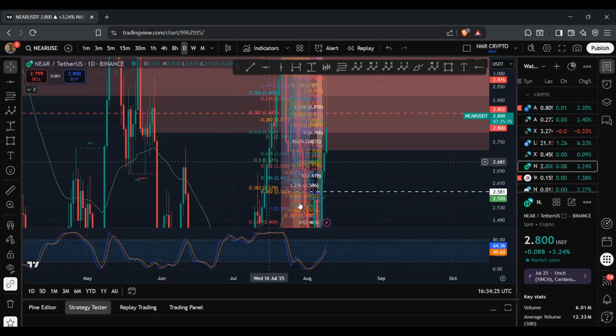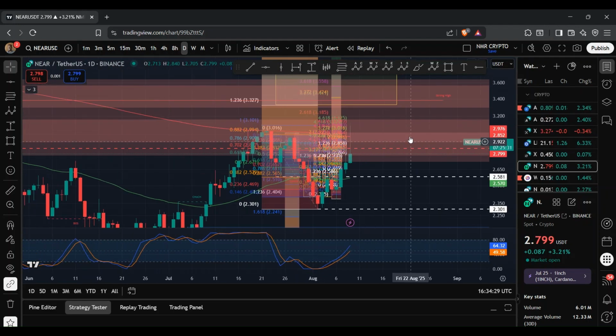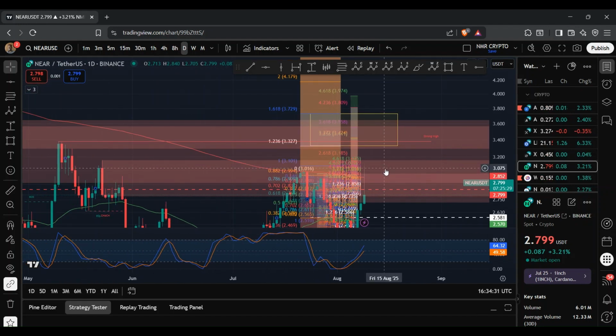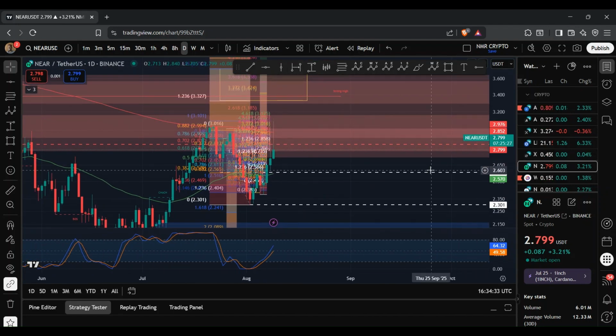And on the daily chart, you can see that the bulls still have the momentum, and so we could see a fan push to the upside where we tap into this range, and then shortly after we'll then see a bigger retracement to the downside. But of course, that's something I'm going to be tracking in the days to come, and I'll keep you guys updated. And so yeah, that's just my update on NEAR.